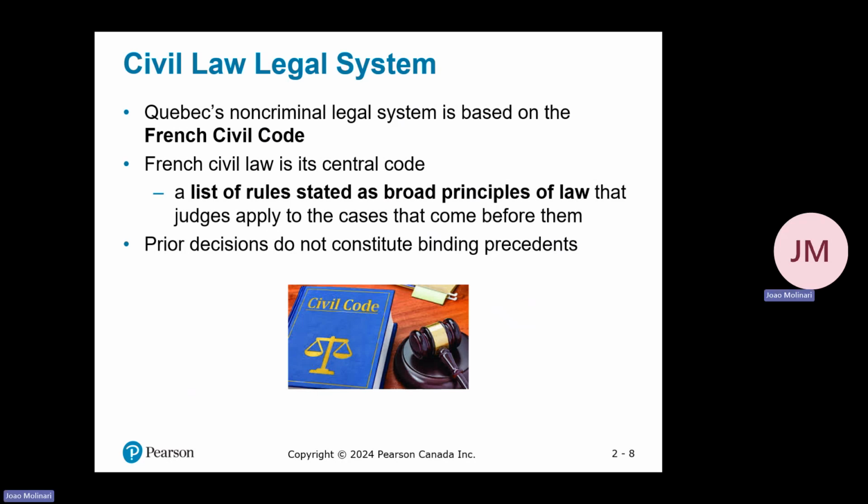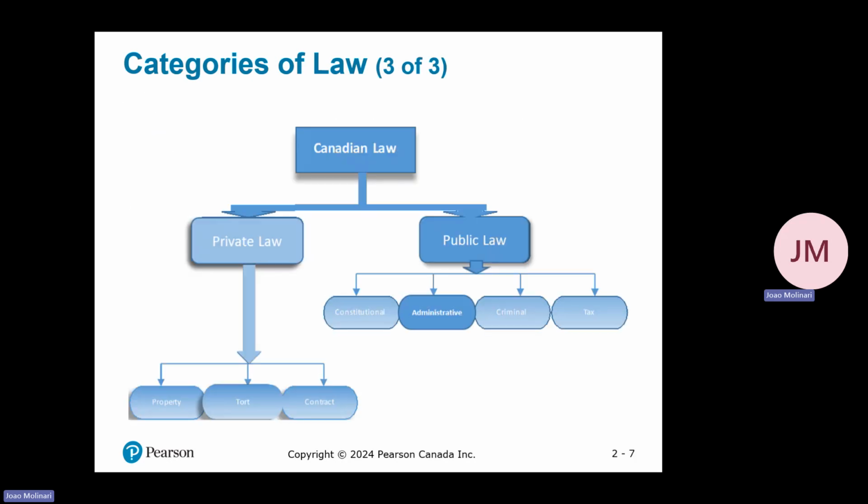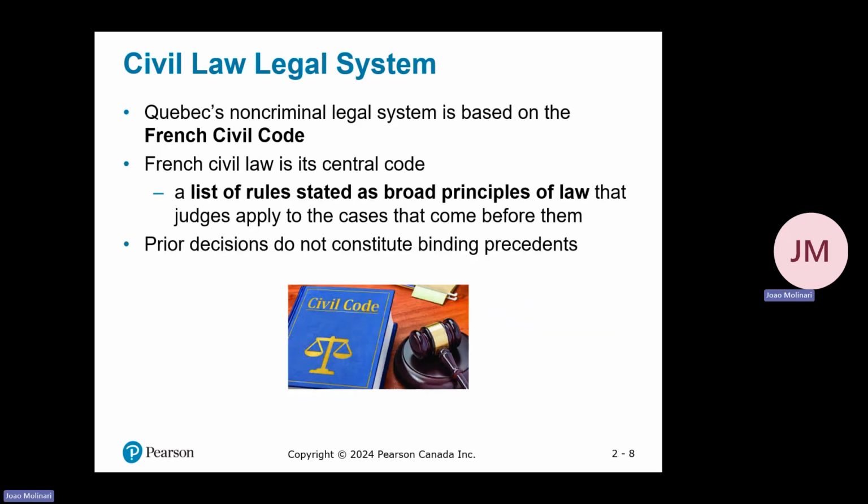The civil law legal system is based on a civil code. In other words, in a civil law legal system, the law is written and has been codified, is in a code. So judges, they will read the civil code, interpret the civil code, and then render a decision. When we look at private law in Quebec, property, tort, contract, we look at the civil code. Do I have a right to do this? Do I have any obligations? I will look at the civil code. It's usually a thick code like this.